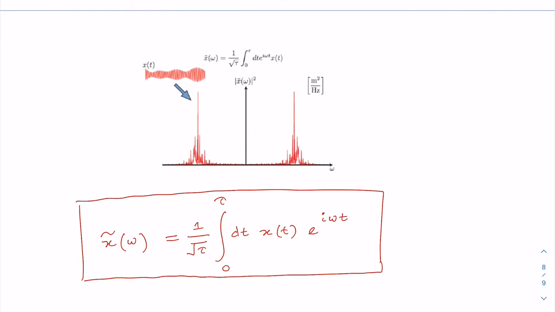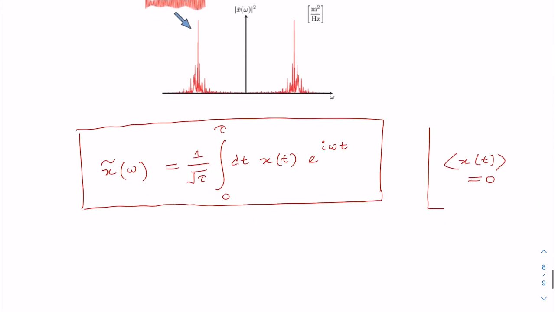Now this is obviously a complex quantity, and the average of this quantity is 0, because we know that if we take the average of this x of t for a harmonic oscillator, this is equal to 0. So better take the mod of this quantity and square it, and then plot x tilde. What I am saying is that you better take the mod of this particular quantity, x tilde of omega.